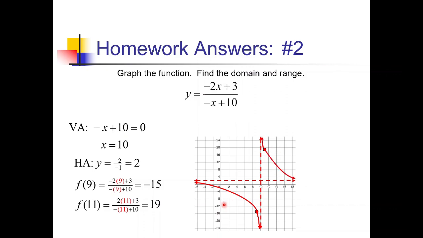Now for the domain, we have to leave out this vertical asymptote, so x cannot equal 10. For the range, we leave out our horizontal asymptote, so y does not equal 2.